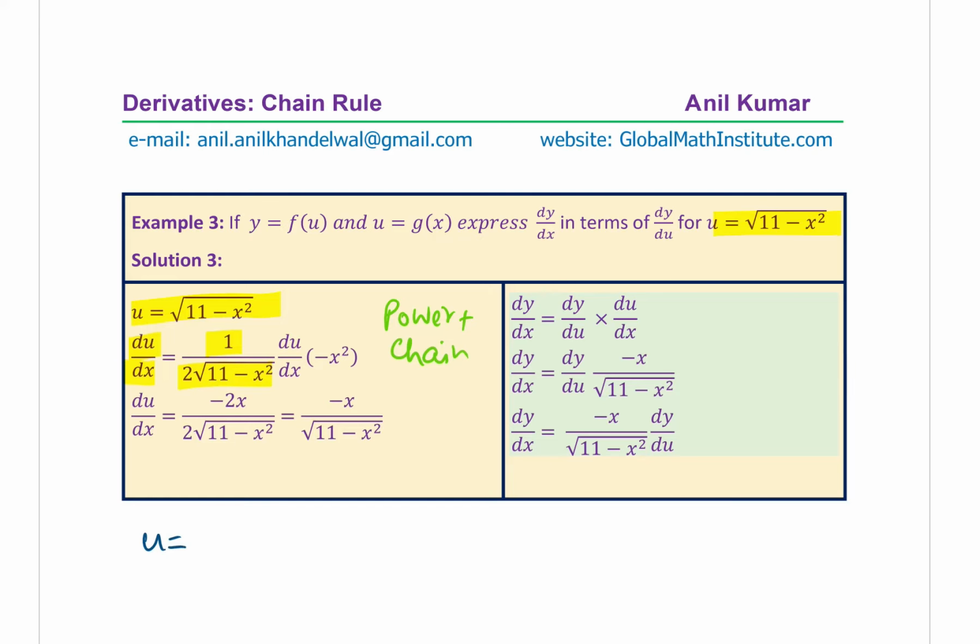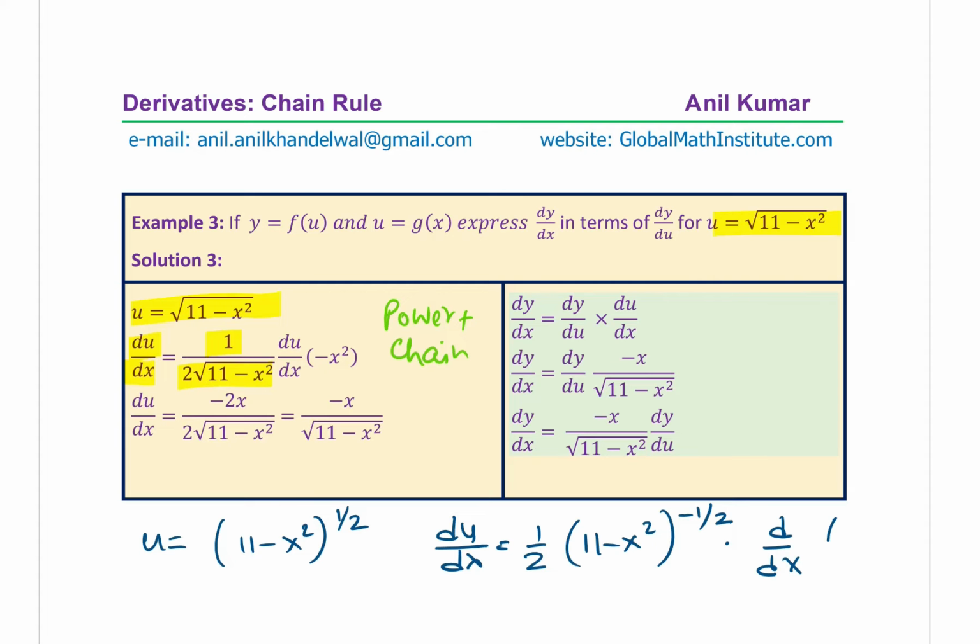Remember, we are writing u as (11 minus x squared) to the power of half. So when you want to find du dx, it will be equal to half times (11 minus x squared) to the power of half minus 1, which is minus half, times the derivative of the inside function, which is 11 minus x squared. Is that clear to you? I missed 11 here. So let me write down 11 clearly: 11 minus x squared. So that is what you get as written here.